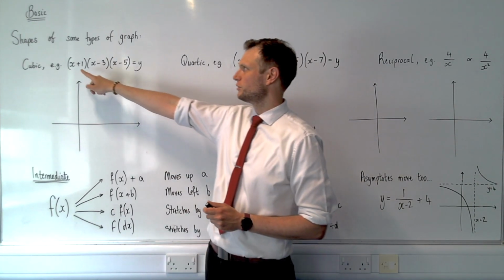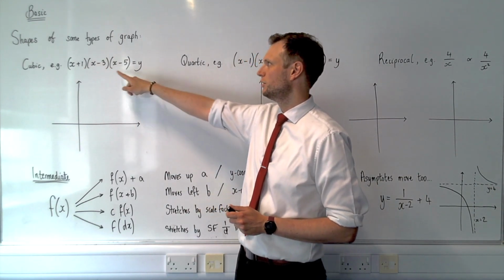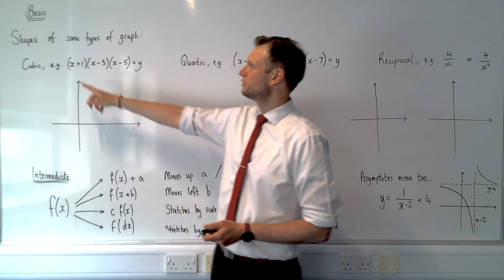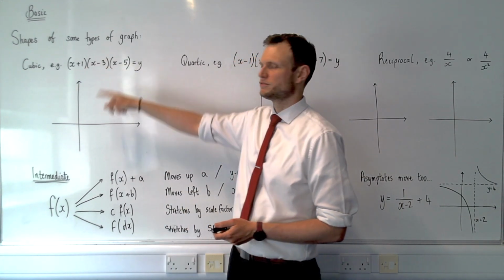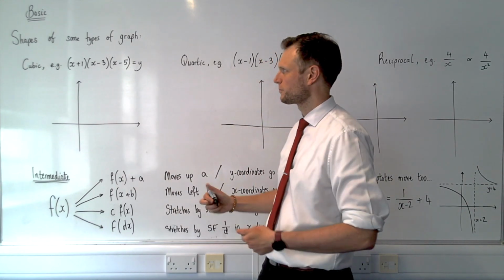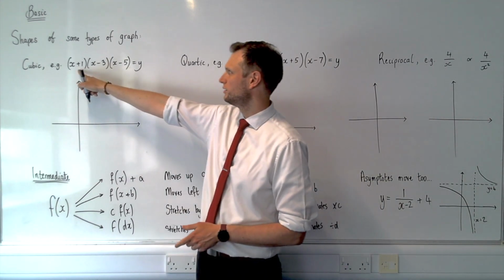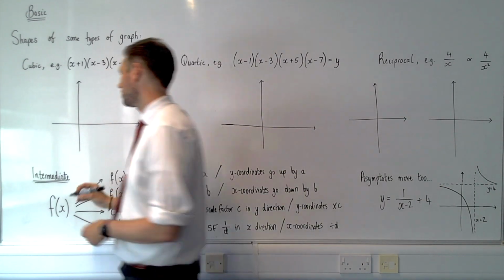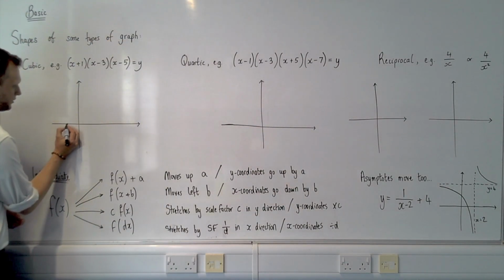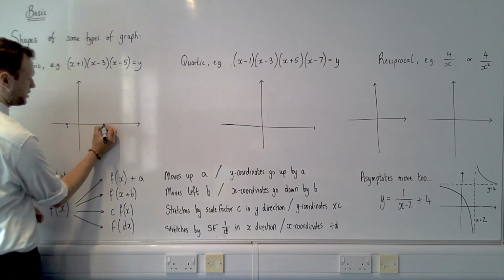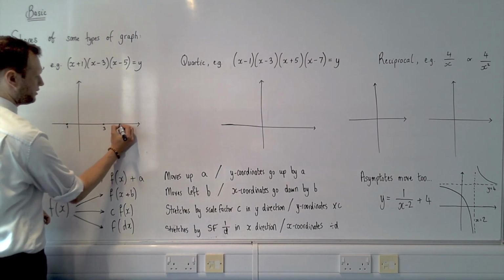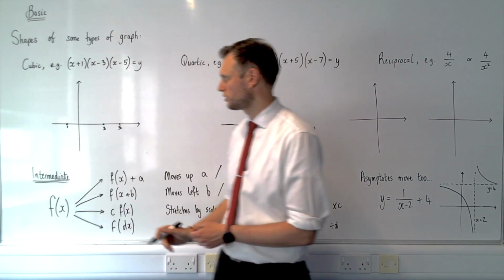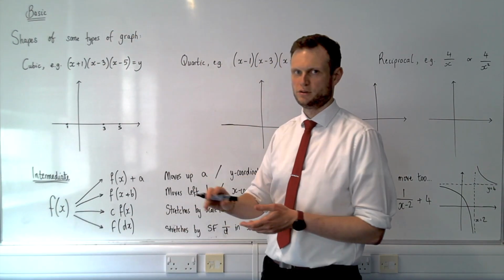In this case, we've got 3 roots, or it's factorized into 3 binomials, and you can put each of these equal to 0 to find the 3 roots. So it's going to be x is minus 1, x is 3, and x is 5. So put those on your diagram first. So minus 1, 3, and 5. And then you want to draw the general shape of a cubic through those points.